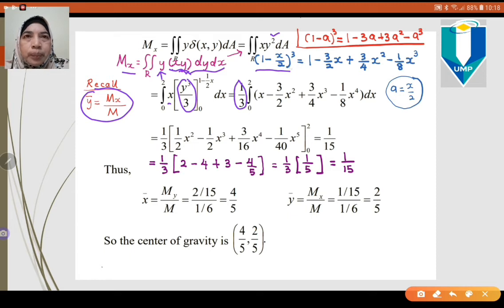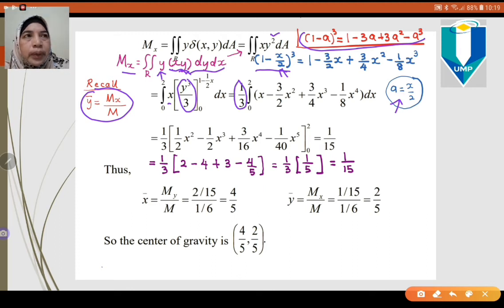So you need to expand this. There are many ways of doing it. You can use this formula here if you like. This one is using Pascal's numbers. If you don't remember this formula, you can just expand it normally. So I use this formula and then substitute the values for a here. Since the a value is x over 2, I just substitute in that formula, the one in red.